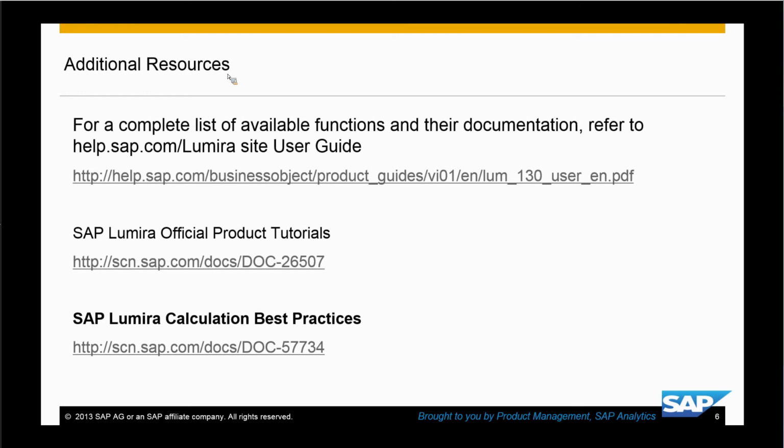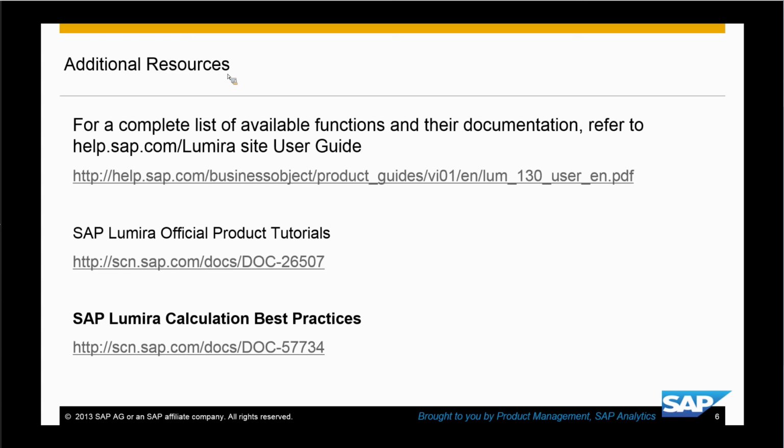So just for some additional resources, for a complete list of available functions and their documentation, you can refer to help.sap.com, and I have the site here. You can also go to the SAP Lumira official product tutorials. I really only touched on a few of the available functions, but there's a whole list that you can go to. The other thing you can do, I'll show you maybe after this slide.